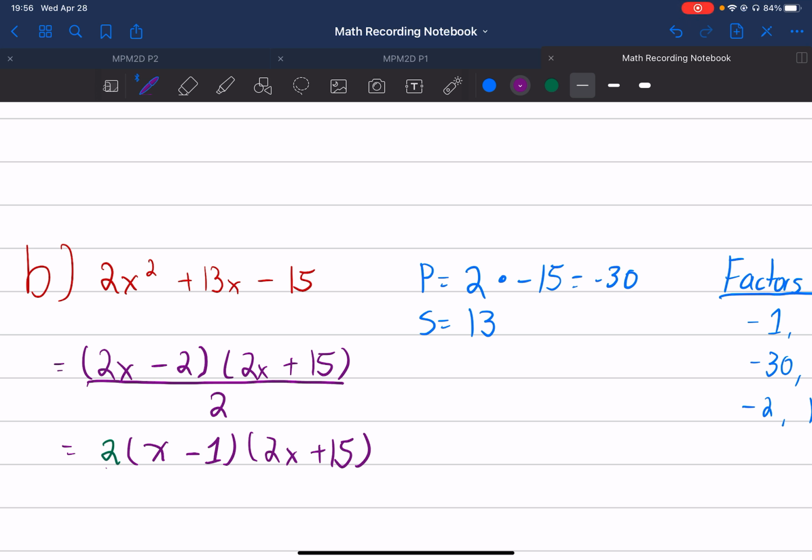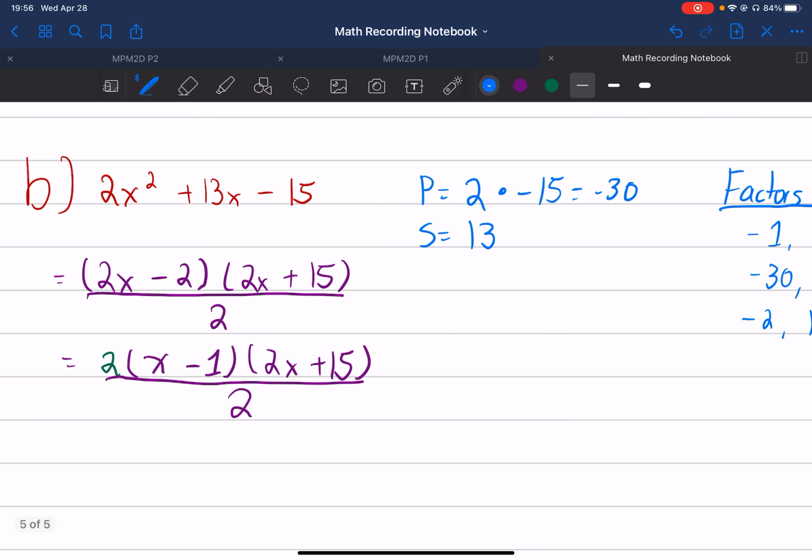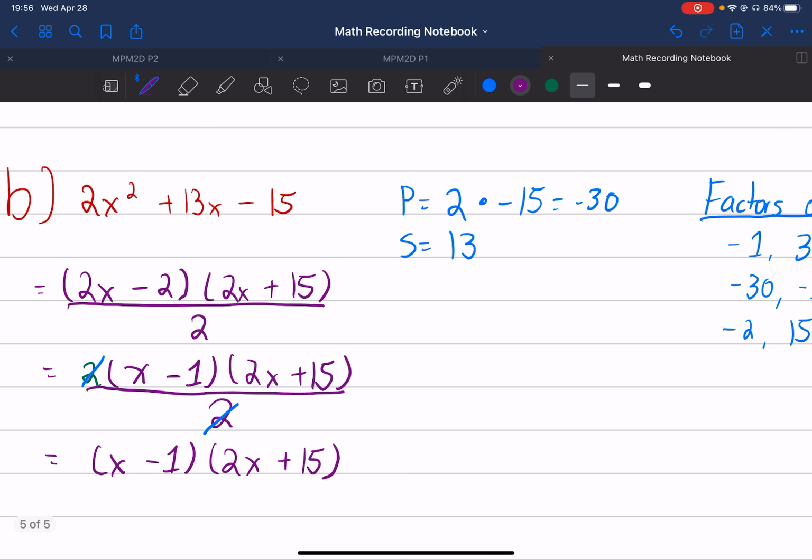And because this is the down under method, we keep that 2 on the bottom. What you're going to notice here is that the 2 in the front and the 2 on the bottom cancel each other out. And now we are left with our expression, the bracket x minus 1 and bracket x plus 15. And that's how you do the Australian method.